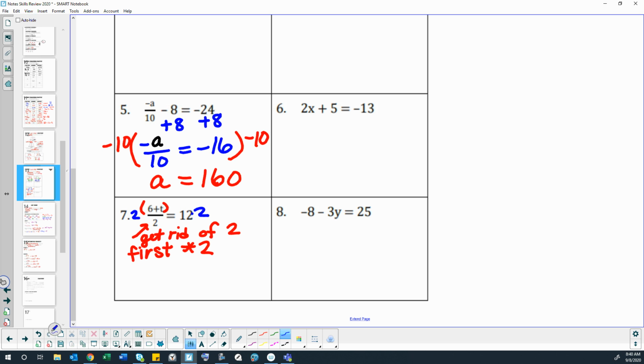That gets rid of this 2, so we have 6 plus t. And then 12 times 2 on that side is 24. That got rid of that weird fraction first. And now we can add or subtract our constant. So we have a 6 that we need to move to the other side. How do we move a positive 6 to the other side? Let's subtract it. That gives us t equals 18.